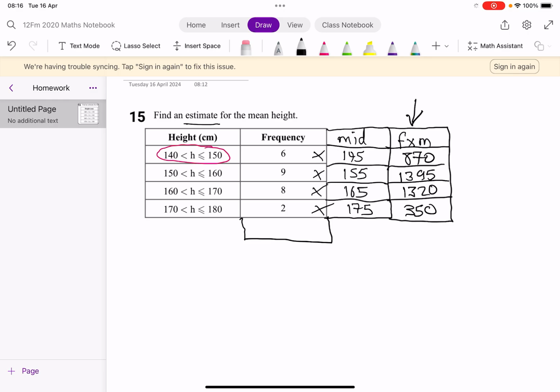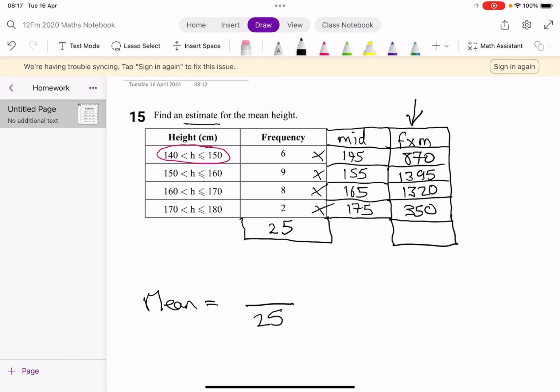So a lot of the errors with this question come to, oh, well, I see 4 numbers are divided by 4. What I've got to do is add these frequencies up. So 6 and 9 is 15, plus 8 and 2, which is 10, which is 25. So I know that there are 25 of whatever it is. So when I find my mean, I know that I am going to be dividing by 25.